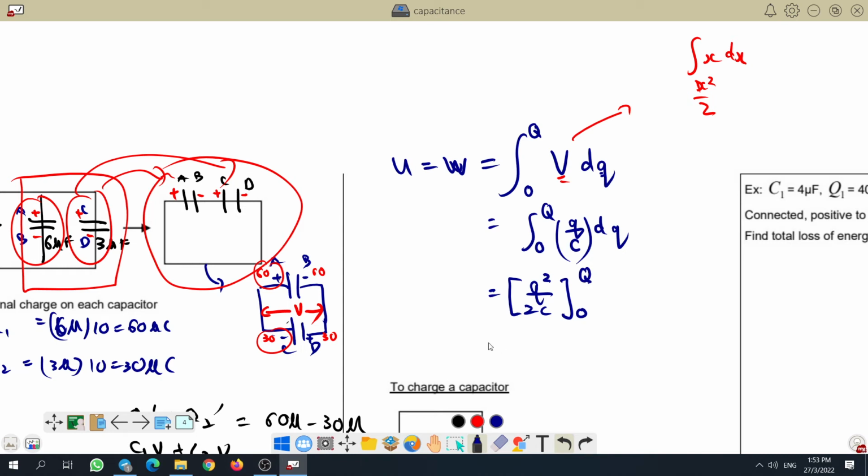So kan di atas you get Q square per C. So half Q square per C minus 0 kan, tak apalah, itu je lah. So either this form or QV or CV square.